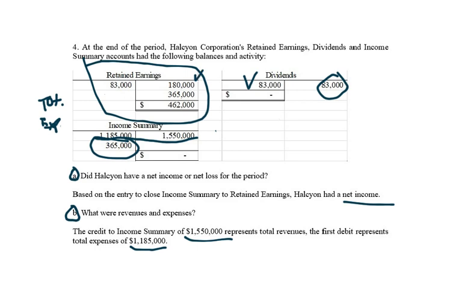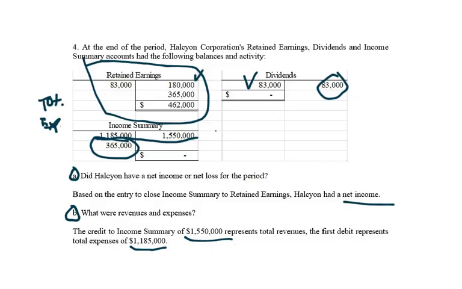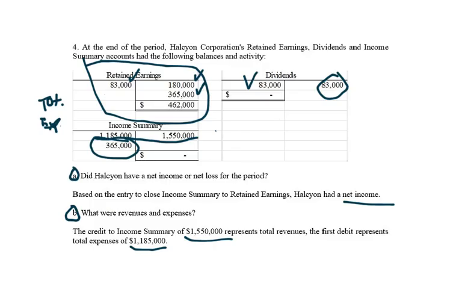In other words, interpret each of these numbers. So this first 180 is going to be what? That's going to be your beginning retained earnings balance. Next up, we had what? We added 365 for net income, subtracted 83,000 for dividends. So that's what you're observing here. Net income less dividends, 365 minus 83 equals a change, an increase in this case because it's a positive, $282,000, resulted in the ending balance of, whoops, went the wrong way there, of 462.